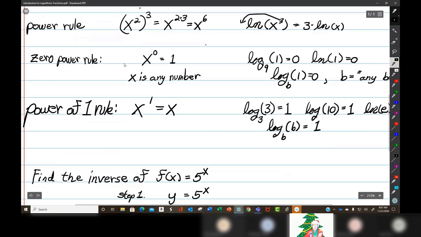And now the zero power rule says that any number raised to a zero power is 1. Well, over here in logarithms, suppose we have log base 9 of 1. Well, that equals 0. And the ln of 1 is 0. And log to any base of 1 is going to be 0. Guaranteed.